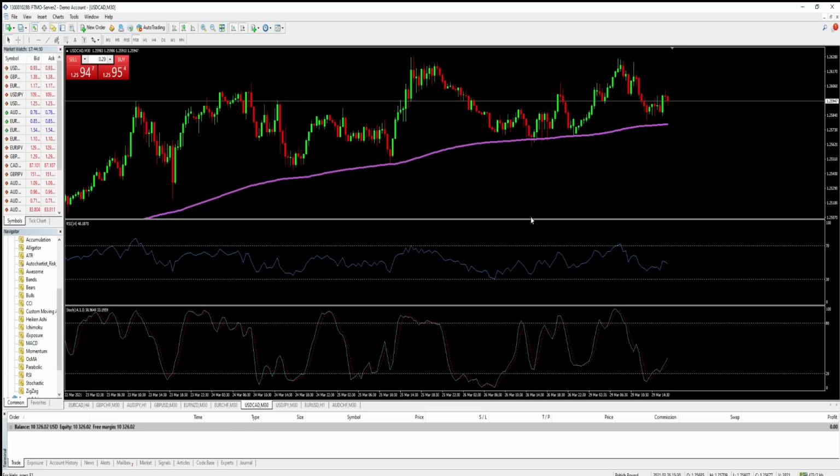Alright guys, quick update on the FTMO challenge account. As you can see, the last few trades have been winners. So this last one, I'll just do a recap. It was on the US dollar against the Canadian dollar.